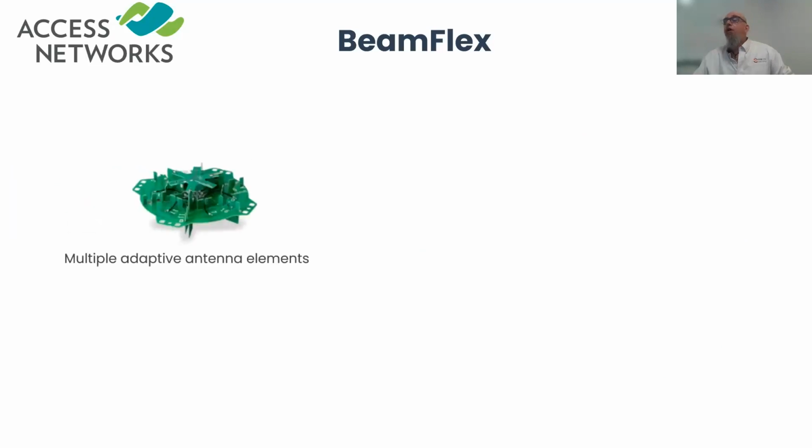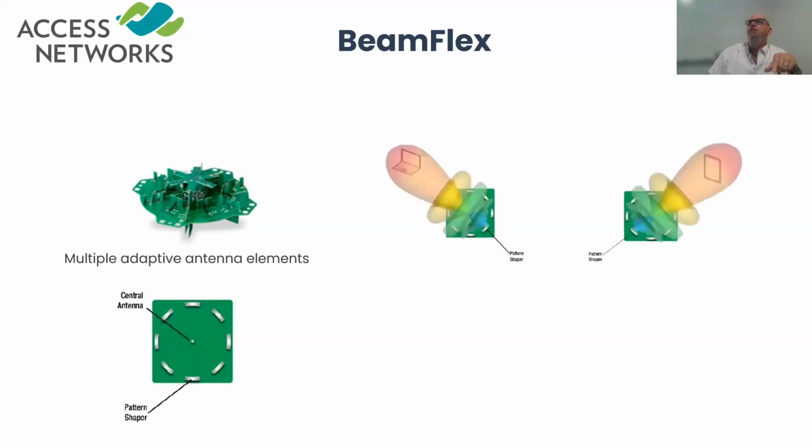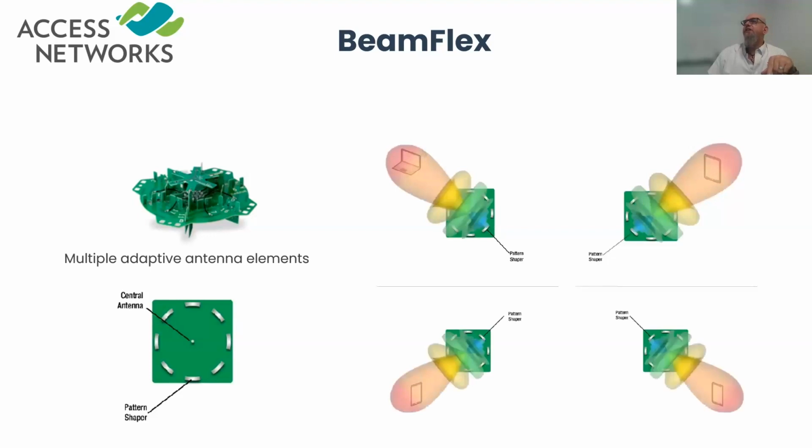BeamFlex Plus, let me show you how that works. We've got multiple adaptive antennas, like a central antenna element with pattern shapers around it. Through software, it turns on the pattern shaper it needs to focus that RF energy to the single client device it's talking to. Really cool. I think this kind of shows that points on a compass type of mentality.